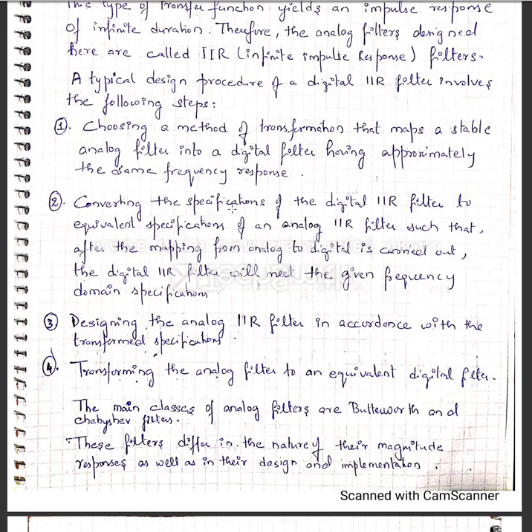And the second thing, you would convert the specification of the digital IIR filter into the corresponding equivalent specification of your analog IIR filter. Why? Because after you perform the mapping, when you map from your analog to digital filter, this digital IIR filter should meet the frequency domain specification that we have mentioned initially. And what is the third thing? Designing the analog IIR filter in accordance with the transformed specification. And the fourth one would be transforming the analog filter that we have designed into a corresponding digital filter, which will be basically used.